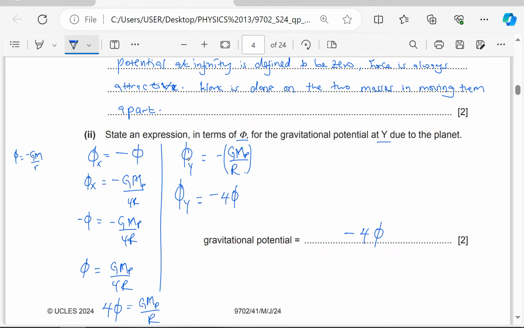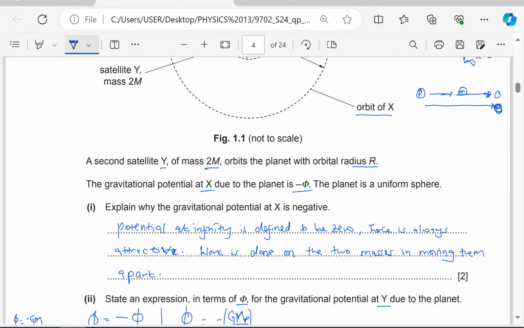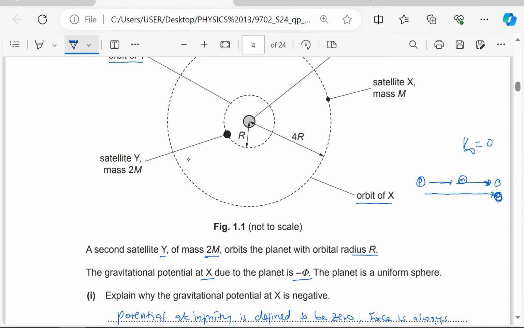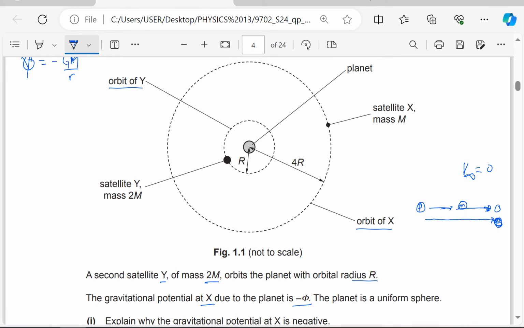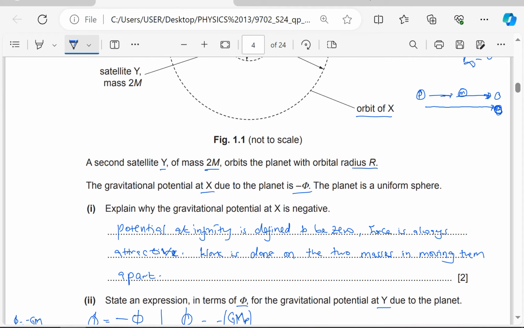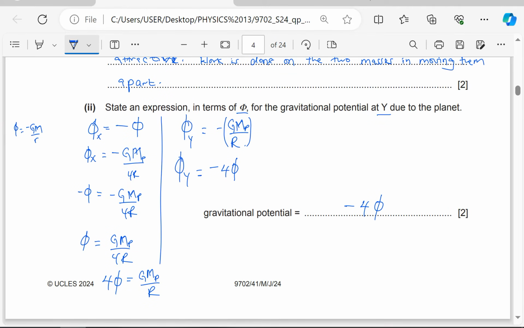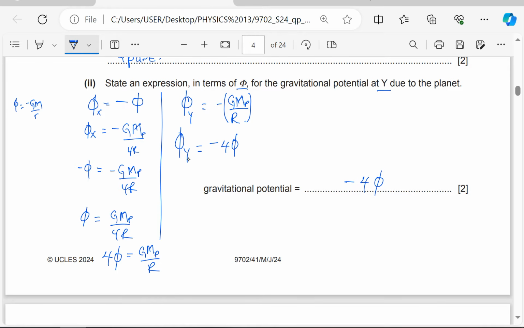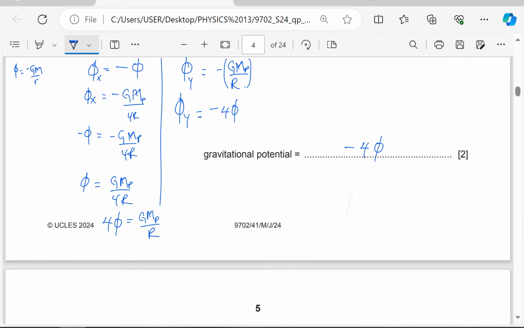Remember, Mp must be the mass of the planet. It's not the mass of any of these, because the gravitational potential at a point will depend on the planet. We expect the satellites to be much smaller than the planet. So the gravitational potential at that point will depend on the mass of the planet and the distance of the point we are considering from the center of the planet. So we don't use 2m, neither do we use capital M. But I am using Mp to mean the mass of the planet, because all of them are orbiting the same center. They're orbiting the same planet. So the answer is going to be minus 4 phi.